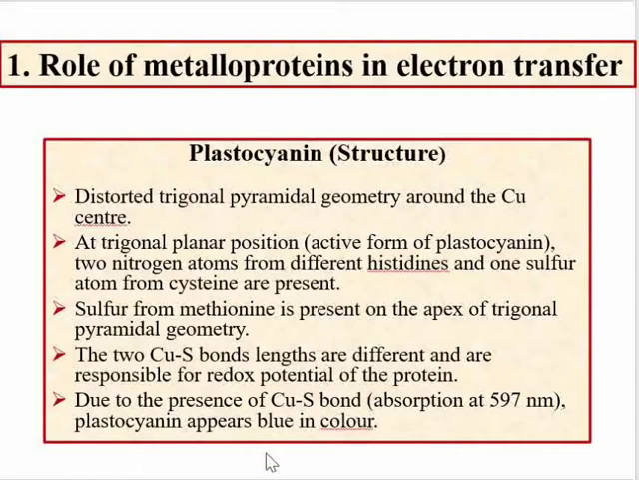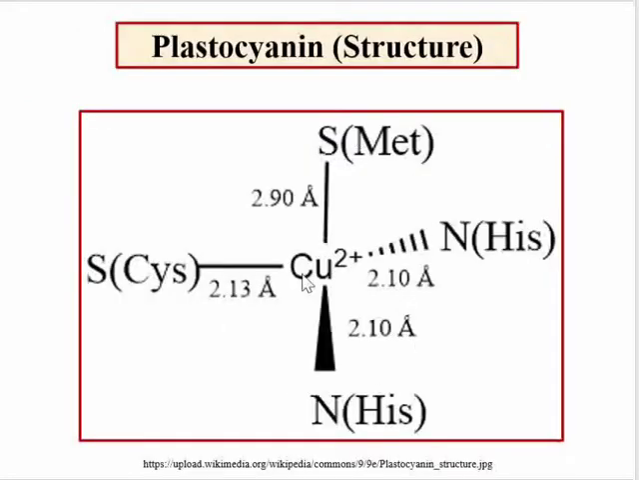Now I will show you the geometry. In this geometry, you will find this copper 2 plus is arranged in a distorted trigonal pyramidal geometry. So this S methionine is present at the apex of this trigonal plane. This is the trigonal plane where you will find two histidine and one cysteine sulfur as the coordination, and you will find the copper sulfur bond distance at the trigonal plane is 2.13 angstrom, while at the apex it is 2.90 angstrom.